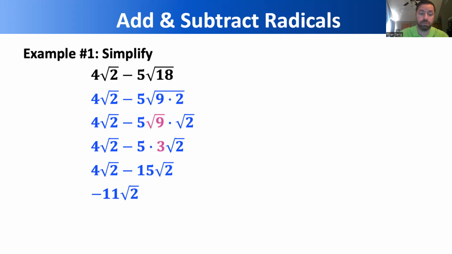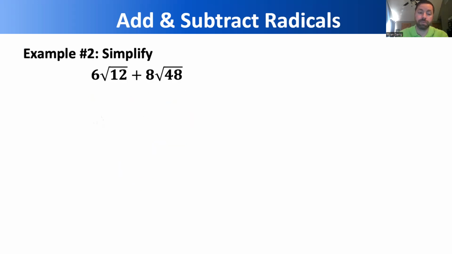Let's try a more difficult one here. So 6 radical 12 plus 8 radical 48. The 6 on the outside stays the 6 on the outside. Square root of 12 is 4 times 3. I highlight the 4 because the square root of 4 is a good number. 8 on the outside again. The square root of 48 is 16 times 3. Again, I highlight the 16 because the square root of 16 is a good number.